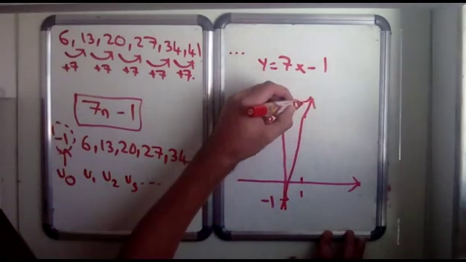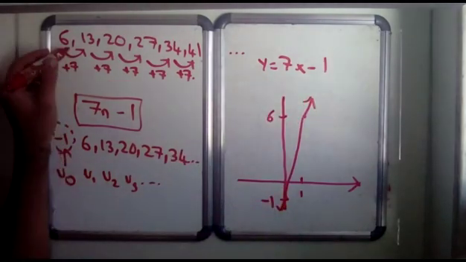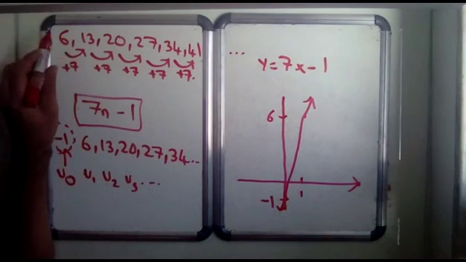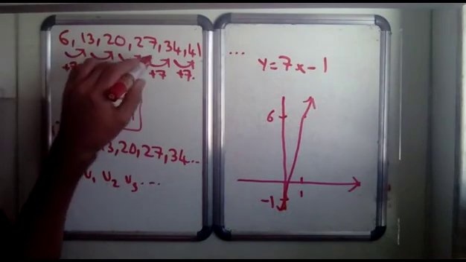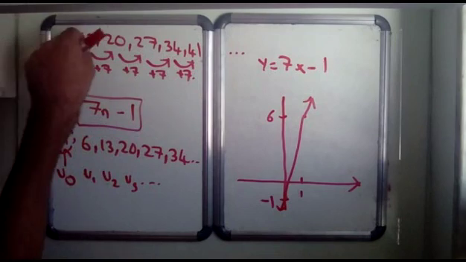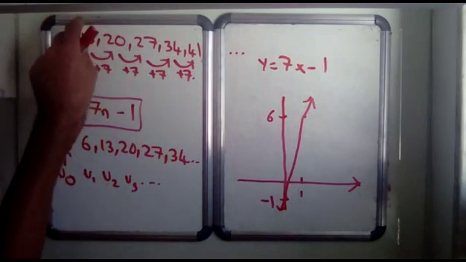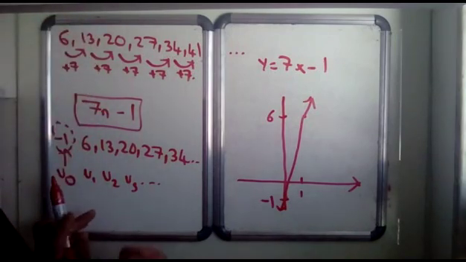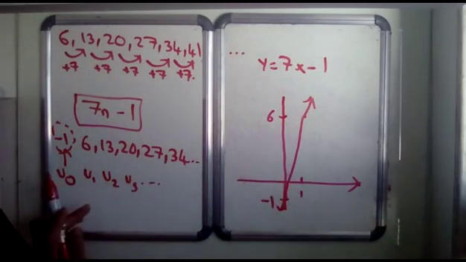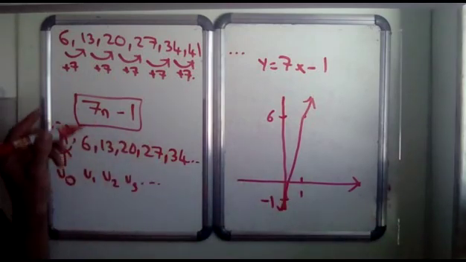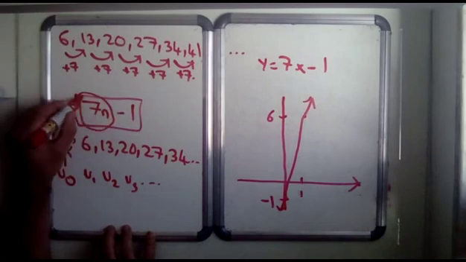Every time the term number increases by 1, remember n is 1, 2, 3, 4, 5, 6, every time n jumps by 1, the term jumps up by 7. So an increase of 1 in the term number causes an increase of 7 in the actual term. So that's what the 7n is all about.